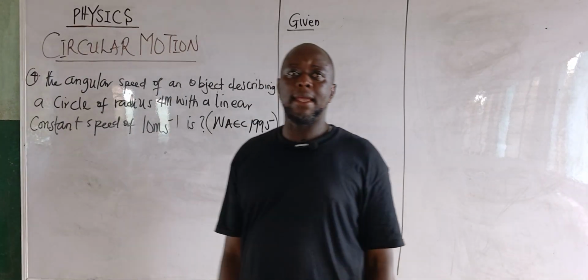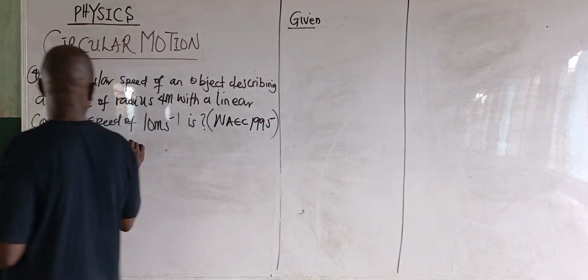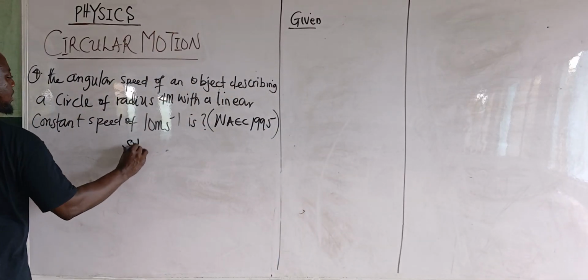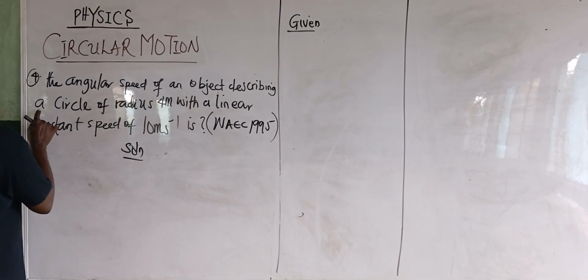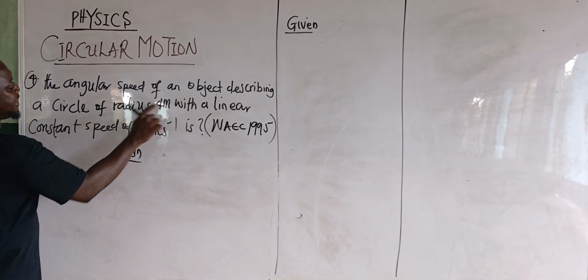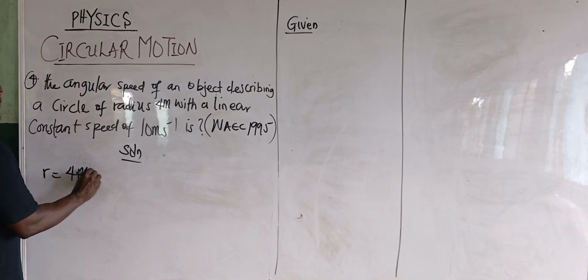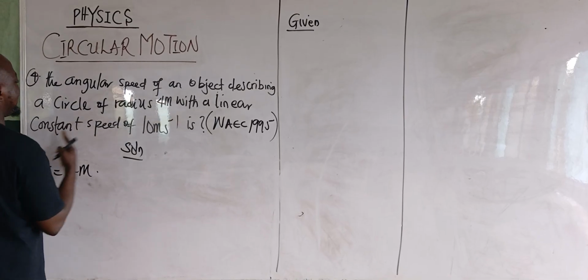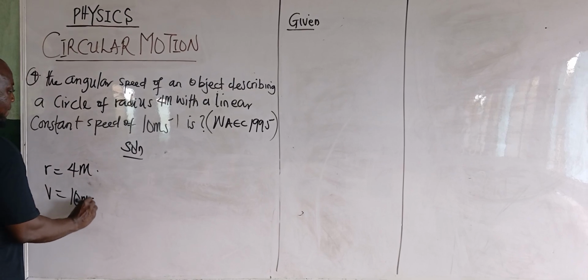So here is the number 4th question. We are told that the angular speed of an object describing a circle of radius, so r, is given to be 4 meters, and then a linear constant speed, so v, is given to be 10 meters per second.